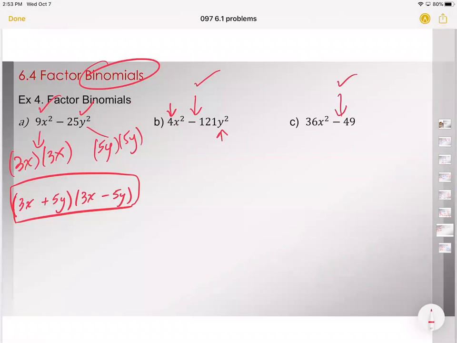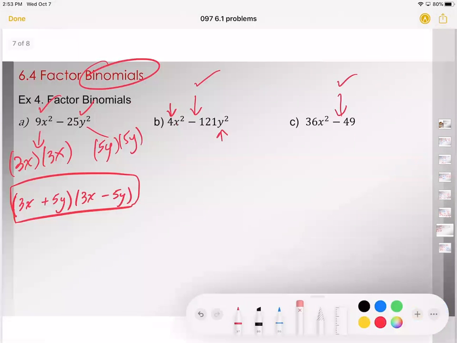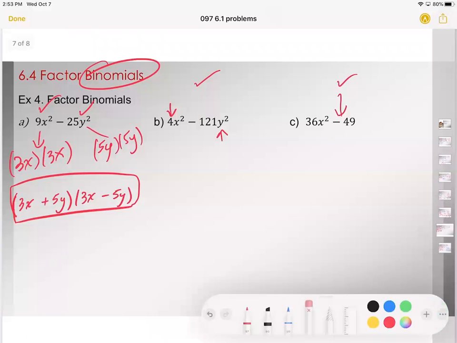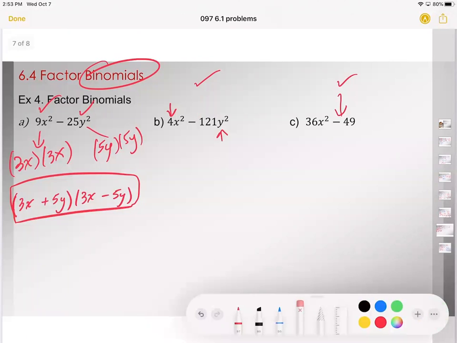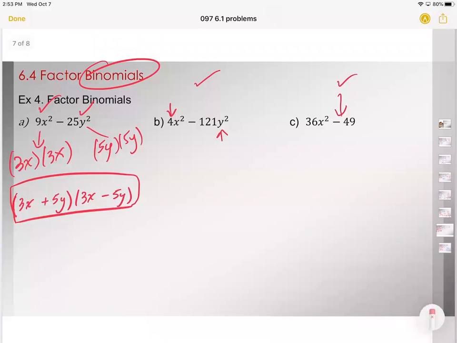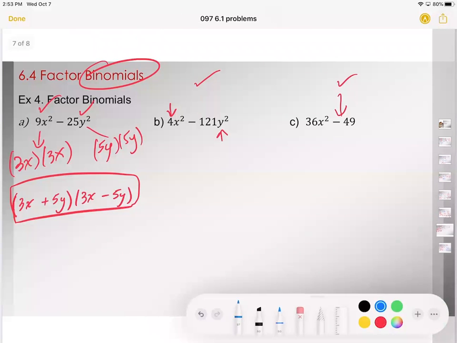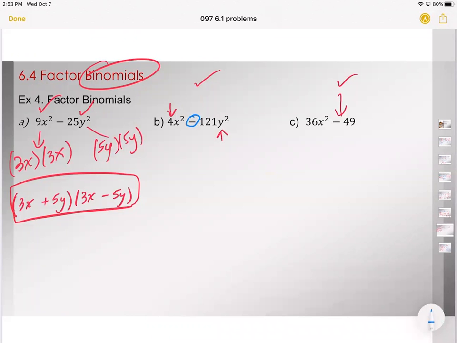But ask yourself, is this a perfect square? If both of them are perfect squares and they are subtracted, this is the difference of the squares. And if it's a difference of the squares, hopefully you guys see that what we have is 2x, because 2 times 2 is 4, and this is 11y, because 11 times 11 is 121.